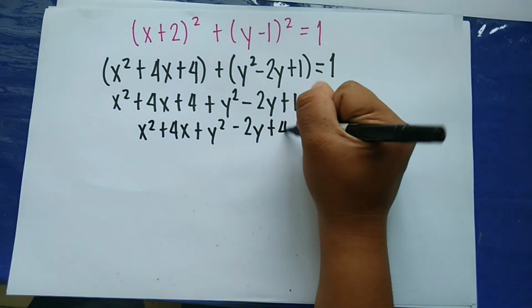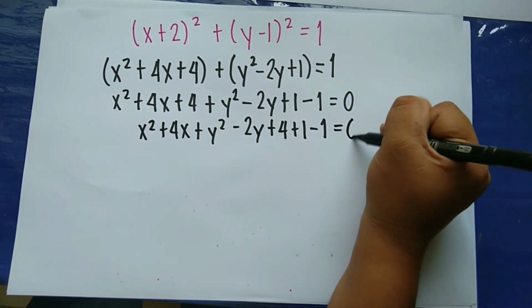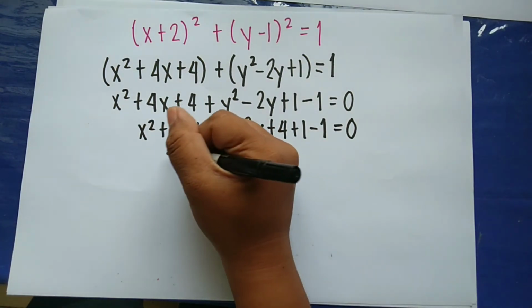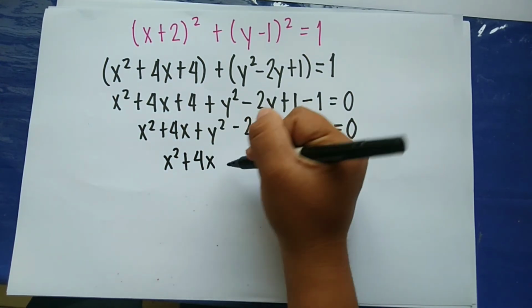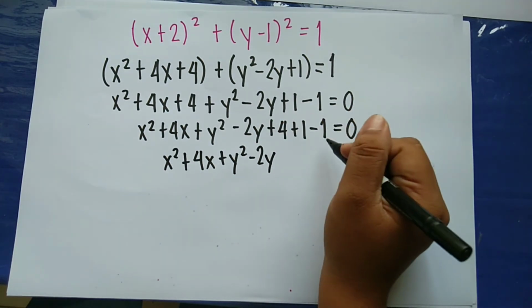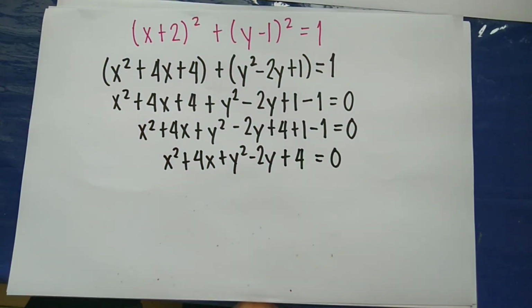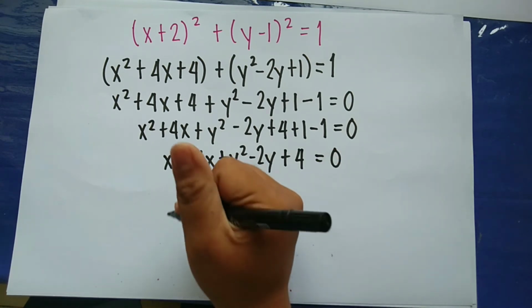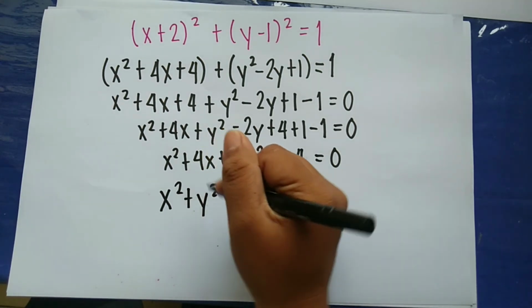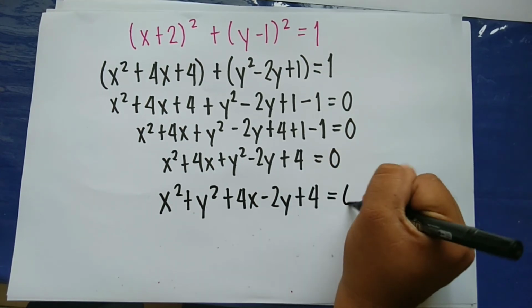That's 4 plus 1 minus 1 equals 0. So we will combine 4, 1 and negative 1. Four plus 1 is 5, minus 1 is equal to 4. In the general form, we will rearrange the equation. So we have x squared plus y squared plus 4x minus 2y plus 4 is equal to 0.